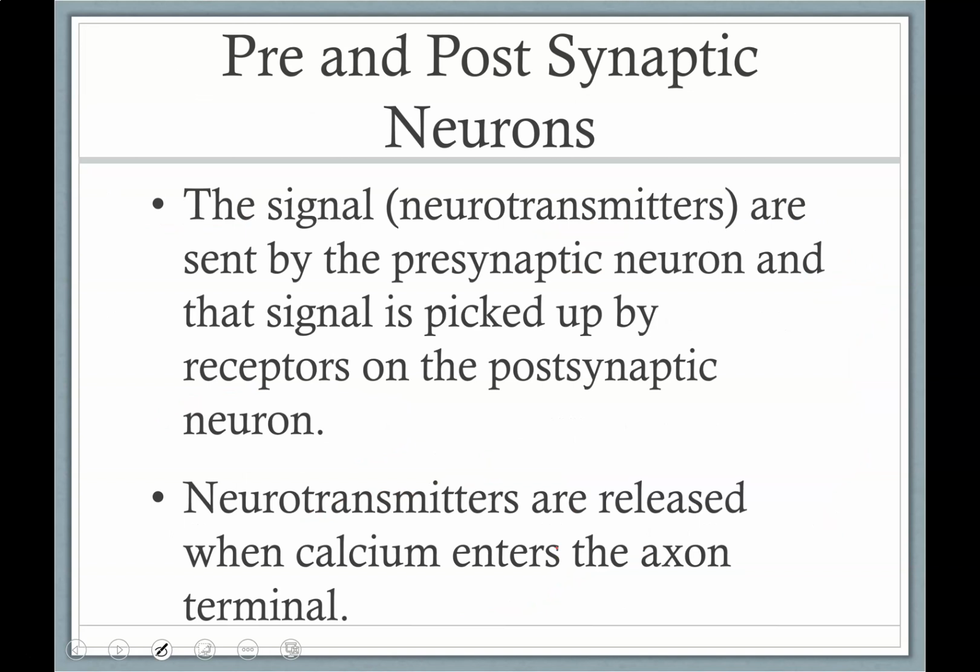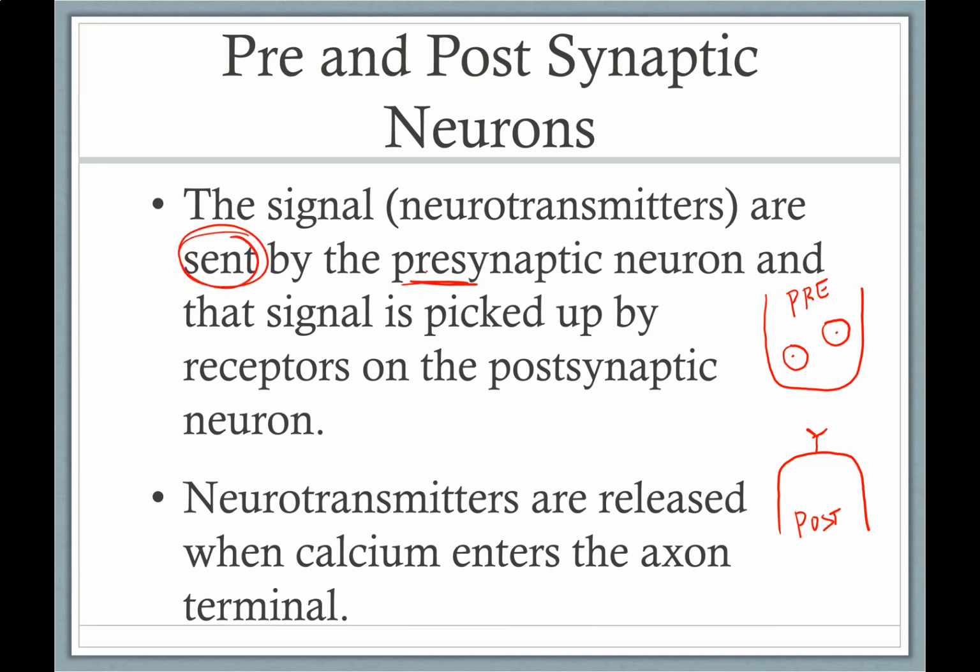So how does it work? Well, you have to have a cell that initiates the impulse and a cell that receives it. So this would be your presynaptic cell. This would be your postsynaptic cell. Your presynaptic cell is going to have these vesicles, and in them are going to be these neurotransmitters. And the postsynaptic cell is going to have a receptor for the neurotransmitter. So the signals are sent by the presynaptic, and they are picked up by the postsynaptic.